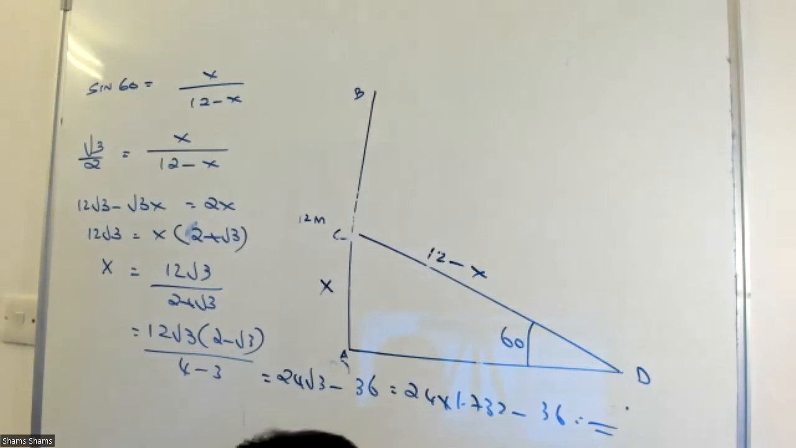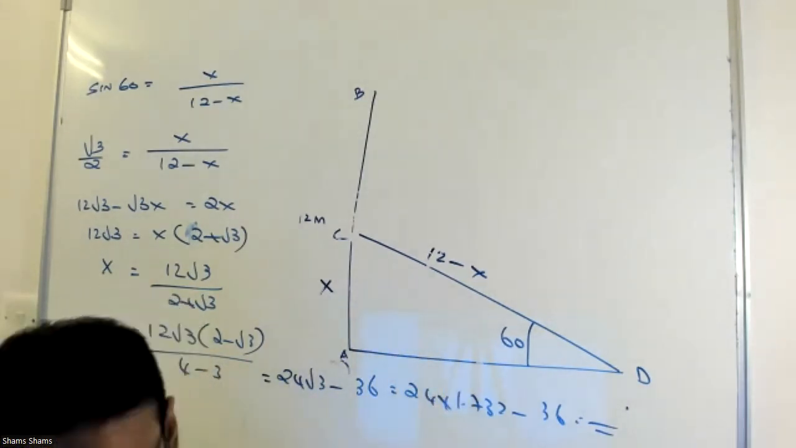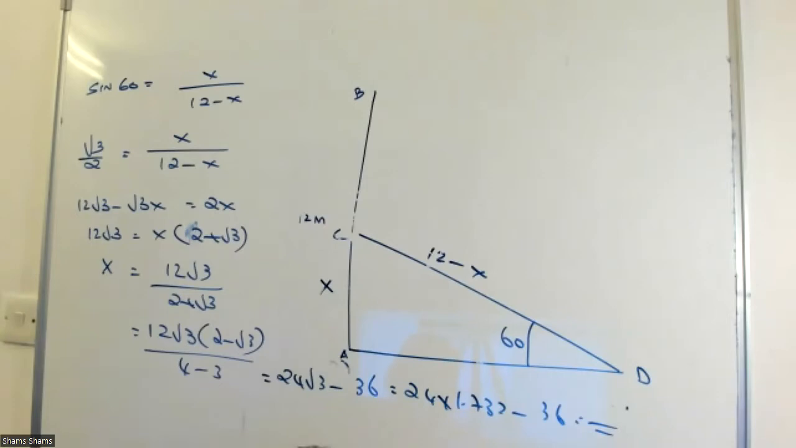Once again, a tree is broken by the wind. The top struck the ground at an angle of 30 degrees at a distance of 30 meters from the root. So that means this is 30 meters. Find the whole height of the tree.